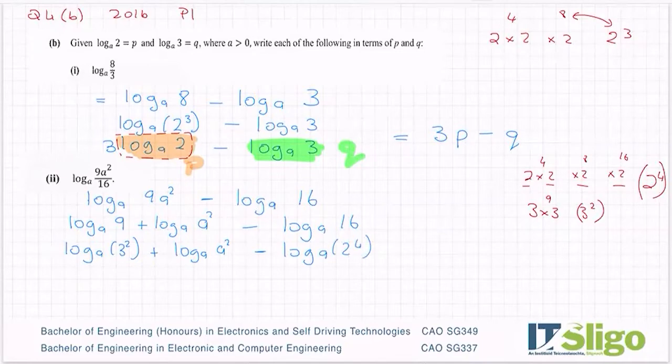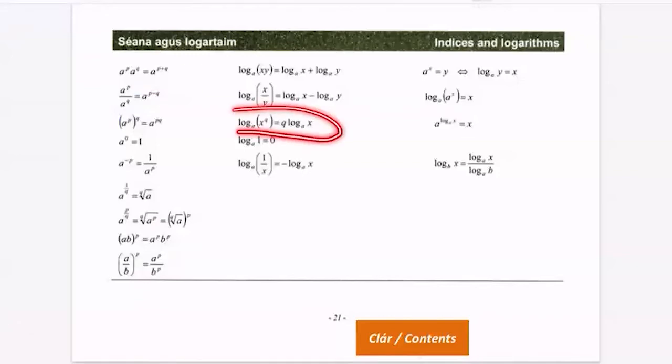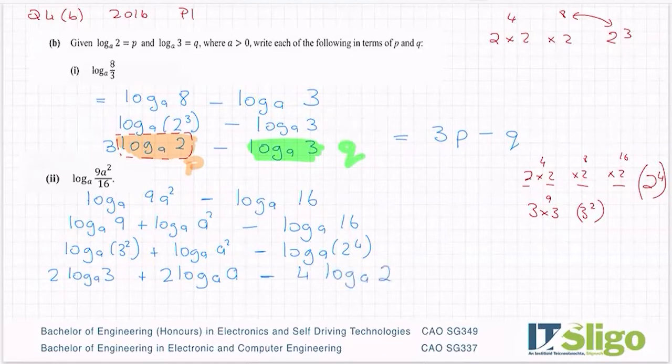Okay, so just like before, my q is log to the base a of 3, not 3 squared. So I need to bring that 2 down in front, using the q rule as I call it. The q rule: the power is q, bring it down in front. So I get 2 log to the base a of 3. I'm also going to bring this 2 down in front here: 2 log to the base a of a. And I'm going to bring the 4 down in front here: 4 log to the base a of 2.